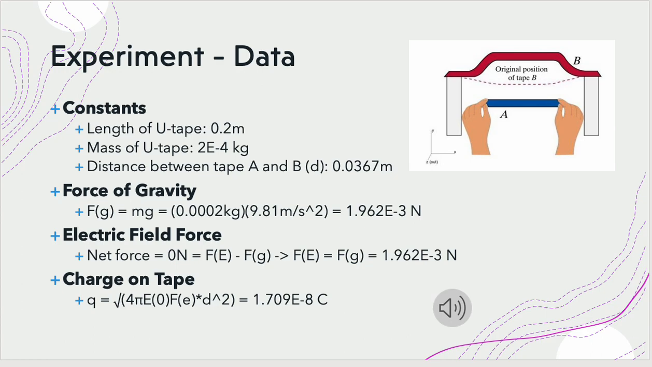Some data from the experiment: the constants were the length of the tape, which is 0.2 meters, mass of the U-tape 2e-4 kilograms, and the distance between tape A and B in order to cause tape B to float, 0.0367 meters. The force of gravity was calculated to be 1.962e-3 newtons. The electric force was found to be the same thing, 1.962e-3 newtons. And the charge of the tape was found using Coulomb's law, which was 1.709e-8 coulombs.